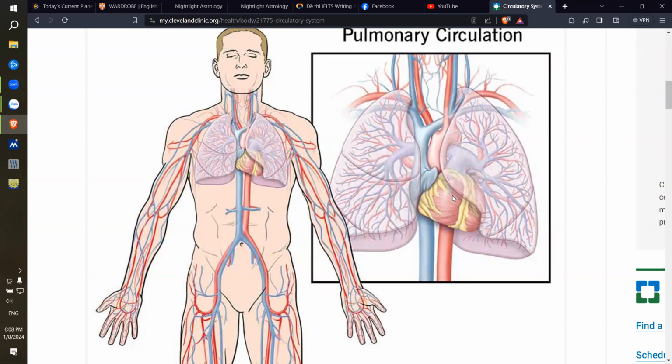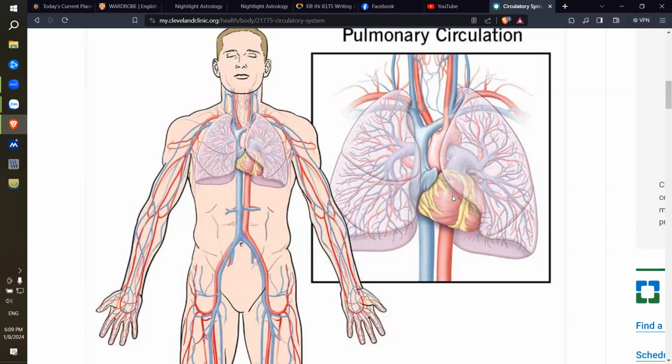Okay, so my question for you is, why is the wall of the arteries so thick? Because the blood pressure is the highest, so it needs a thick wall to endure the high pressure, right? Yeah, right. That's one reason.